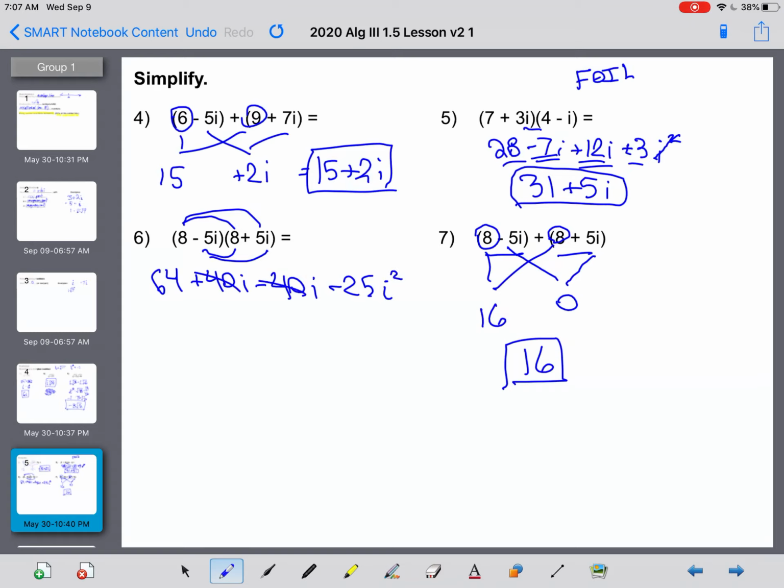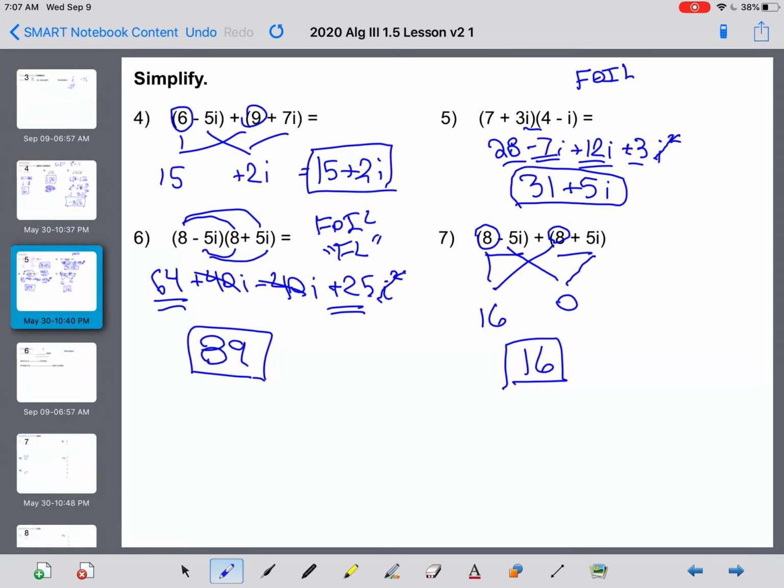These cancel, and they will always cancel if we have conjugates. So we don't have to do FOIL. We can just do FL. And then here, that switches that to positive. So I end up with 64 plus 25. So it looks like a cool 89. So you will have worksheet problems that can allow you to practice these here.